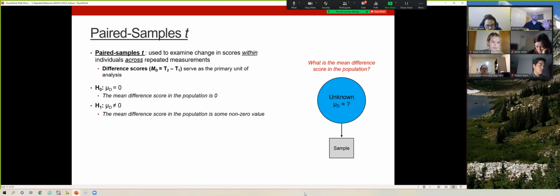Now, our most simple case that we went through last semester was our paired sample t-test. Again, we're typically using this to look at scores within individuals across measurements. Our difference scores are our primary unit of analysis. My null hypothesis is that the mean difference score in the population is 0. The alternative is that the mean difference score is something that's not 0, right? Essentially, I don't know what the difference between time 1 and time 2 in the population is going to be. So I'm going to pull a sample, measure it once, measure them a second time, and see what differences we get.